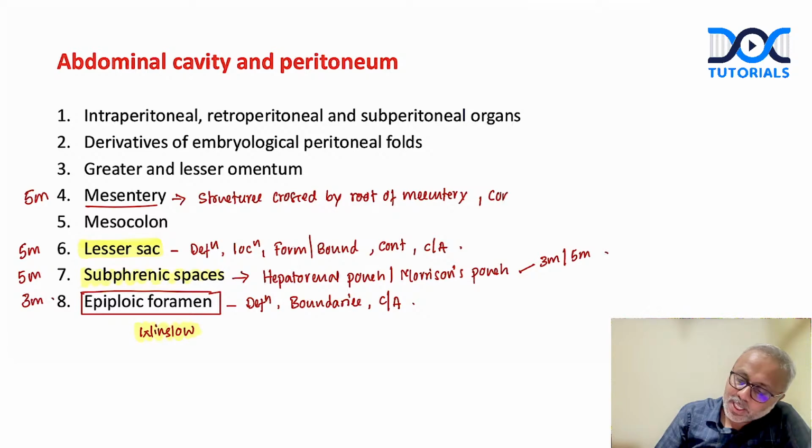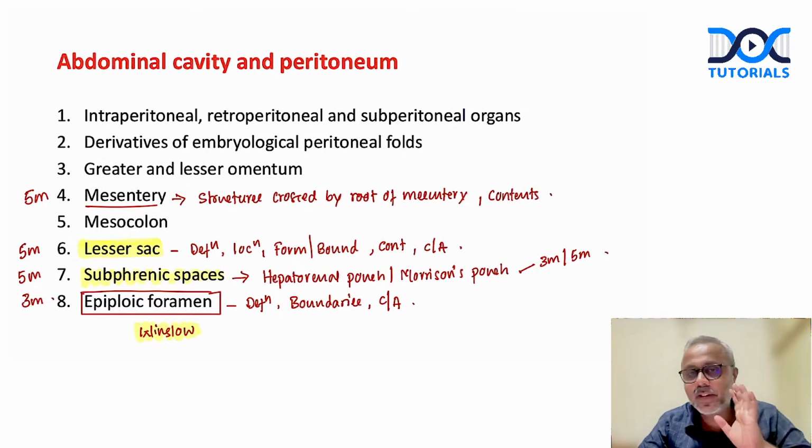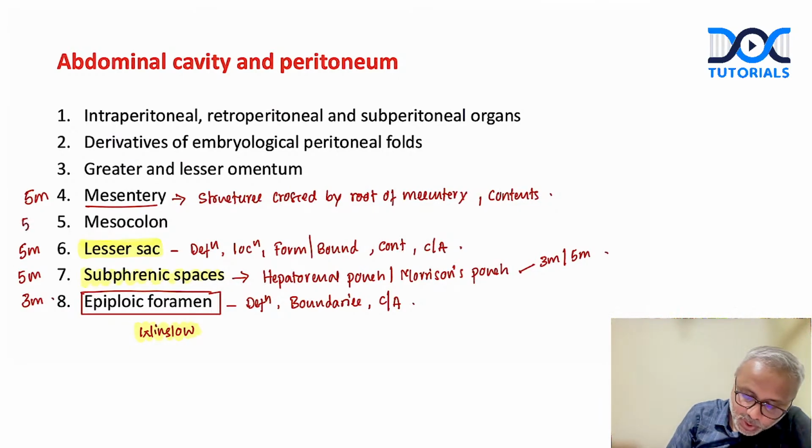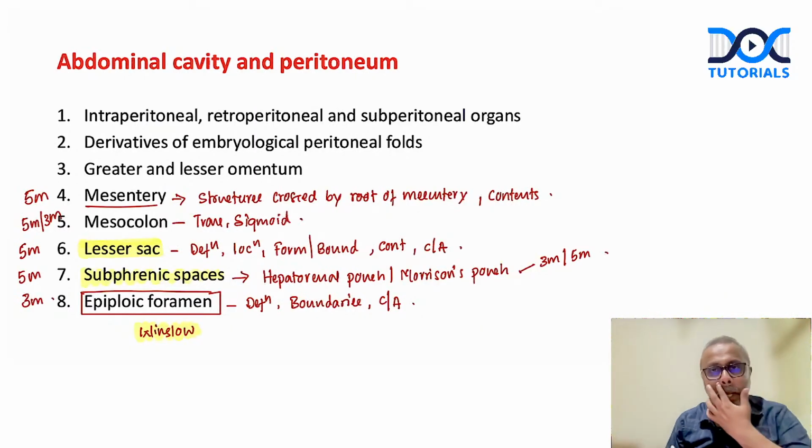And then what are the contents of the mesentery? Okay, this could be a very important 5 marker or a 3 marker. Apart from this, mesocolon could be a 5 marker or a 3 marker question where you need to talk about both the transverse mesocolon and the sigmoid mesocolon.